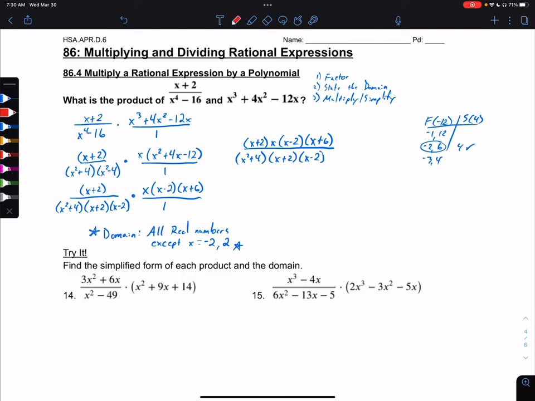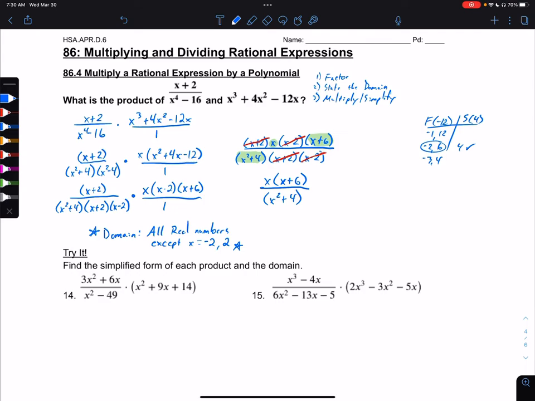All right, now let's go back up here. All right, so now we're going to simplify. Anything that is a like term from the numerator and denominator can be canceled out. I see I have an x plus 2 in the numerator and denominator. That can go away. X minus 2, numerator and denominator, that can go away. So my leftover pieces are x times x plus 6 in my numerator, and then my denominator would be x squared plus 4.